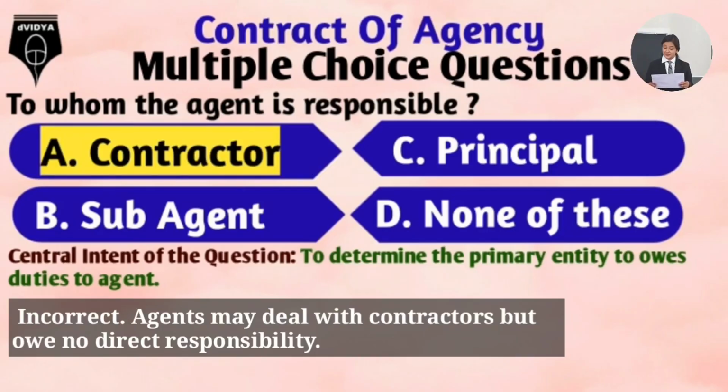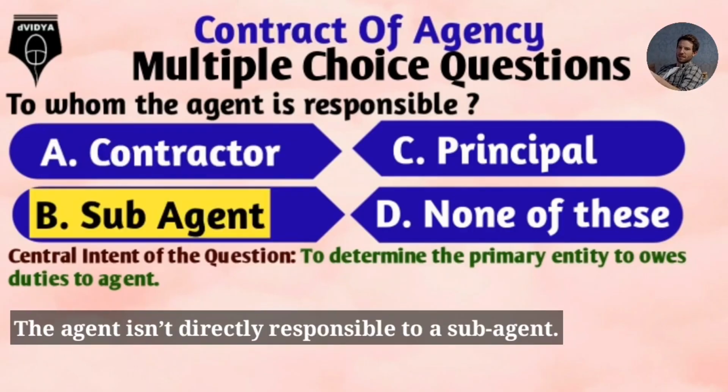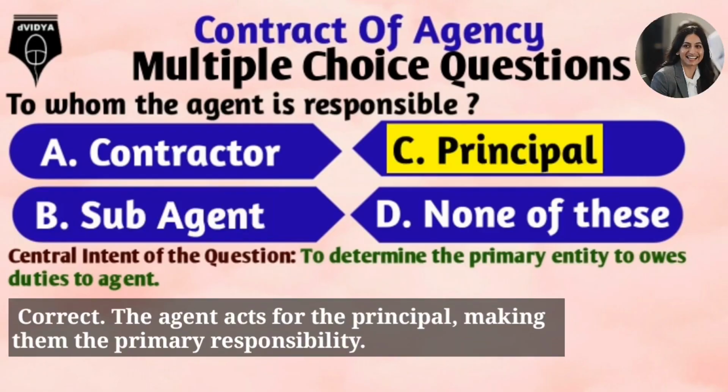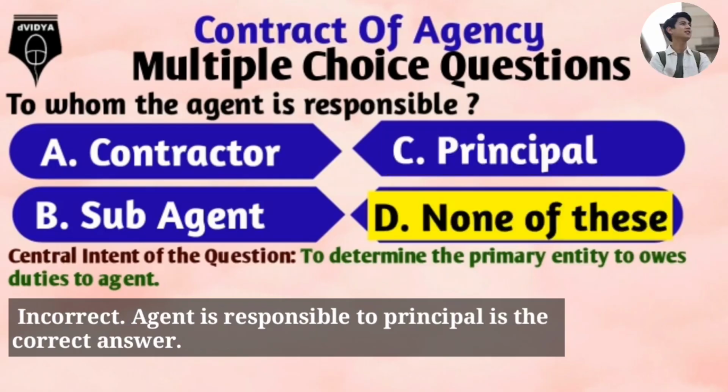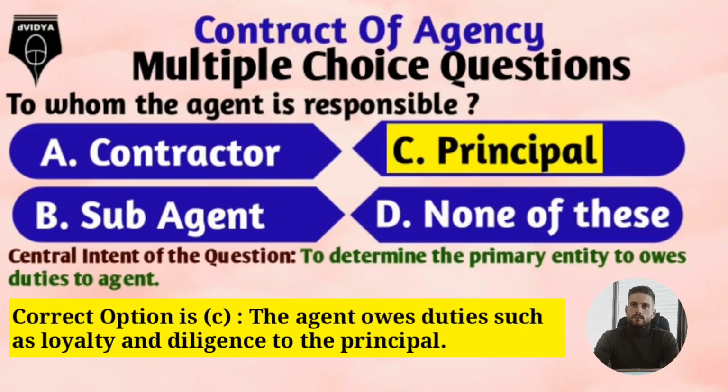Option A, contractor. Incorrect. Agents may deal with contractors but owe no direct responsibility. Option B, sub-agent. Incorrect. The agent isn't directly responsible to a sub-agent. Option C, principal. Correct. The agent acts for the principal, making them the primary responsibility. Option D, none of these. Incorrect. Agent is responsible to principal is the correct answer. Correct option is C. The agent owes duties such as loyalty and diligence to the principal.